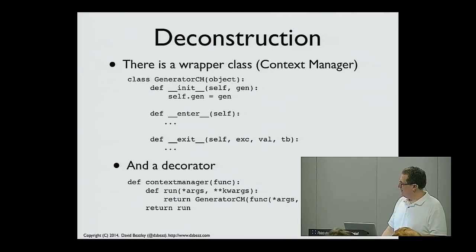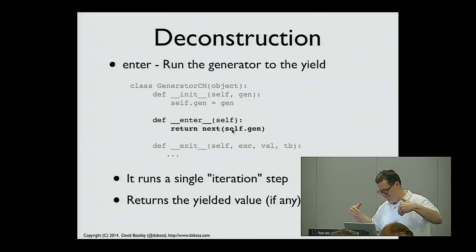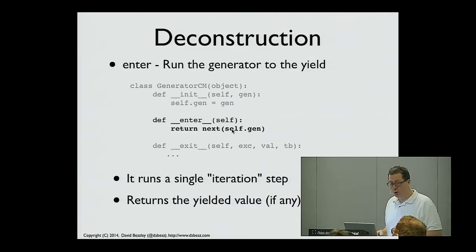But behind the scenes, there's some kind of wrapper class where you hand it a generator function as input, and there's a decorator feeding this class. The context manager decorator starts the function and immediately throws it into this class that has the enter and the exit methods on it. Those methods are running the generator. In the enter method, you invoke next. You essentially say, move the generator forward so I can get past the yield statement and return the value back.